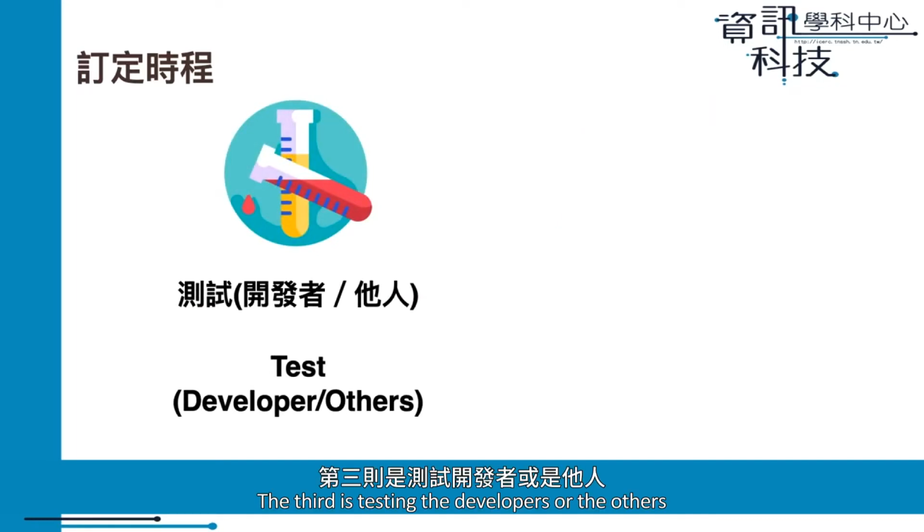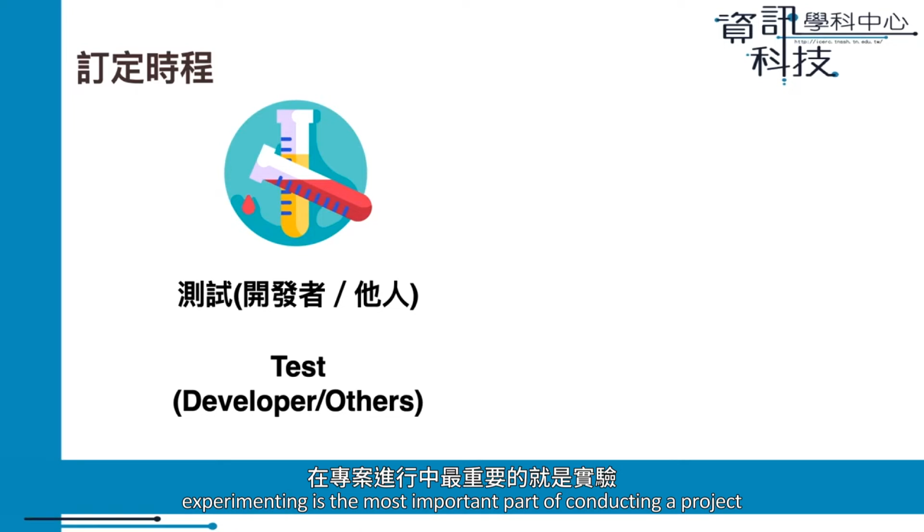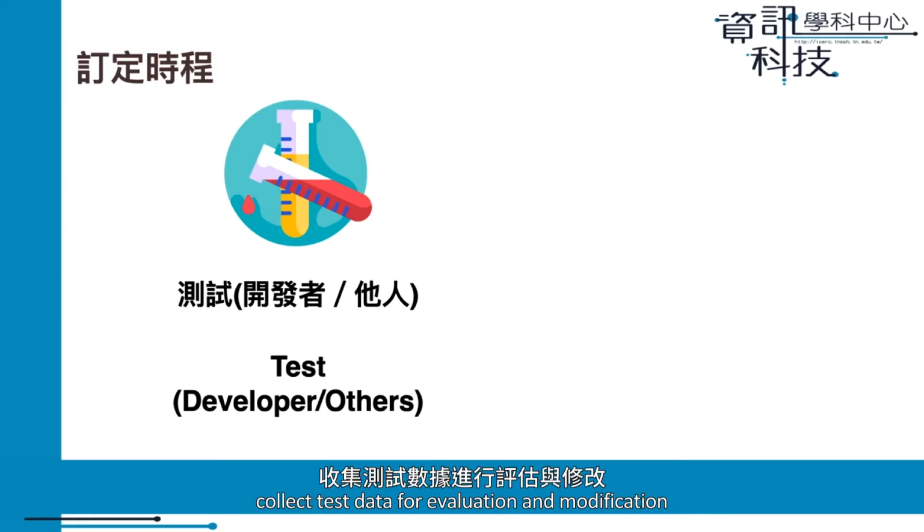The third is testing the developers or the others. Experimenting is the most important part of conducting a project. Collect test data for evaluation and modification. Adjust the design pain points.